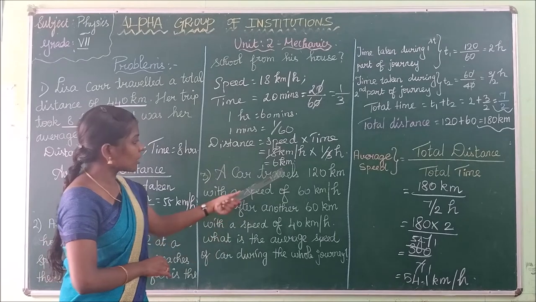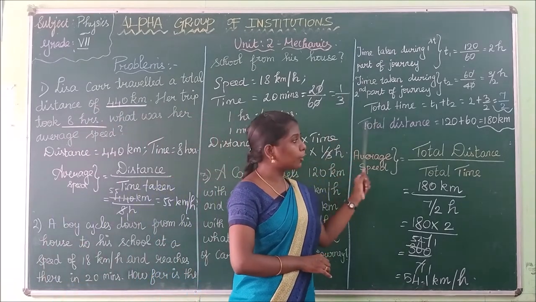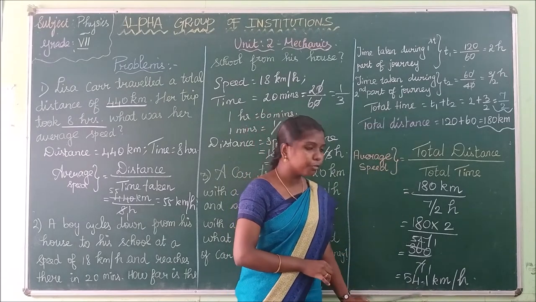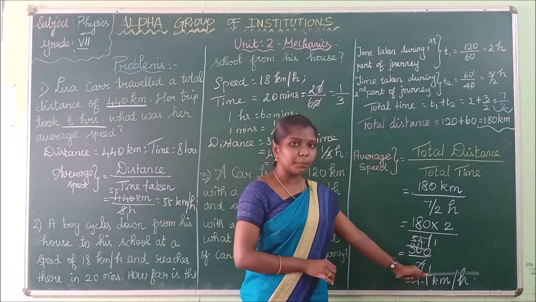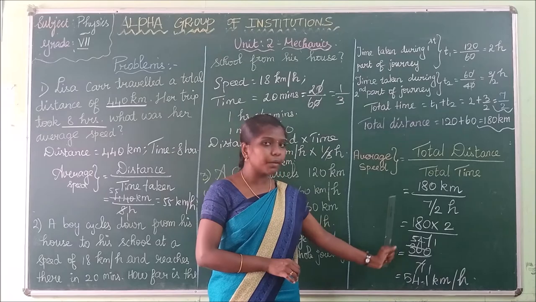Next part, they are asking us to find the average speed. We have calculated the total distance and total time. Substitute in the formula and the final answer is 54.1 kilometer per hour. Average speed is 54.1 kilometer per hour.